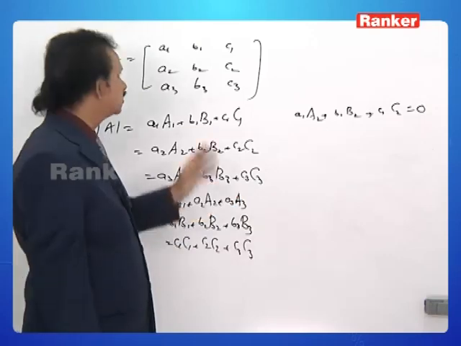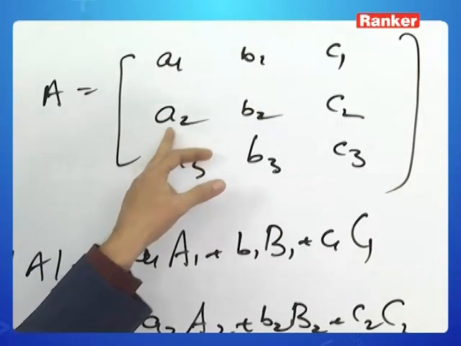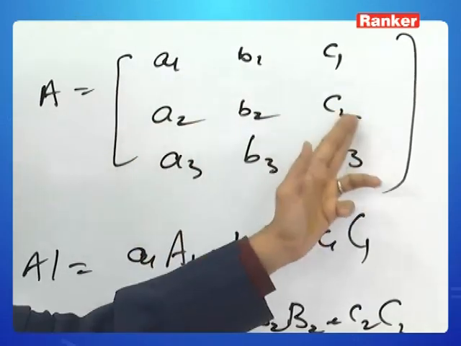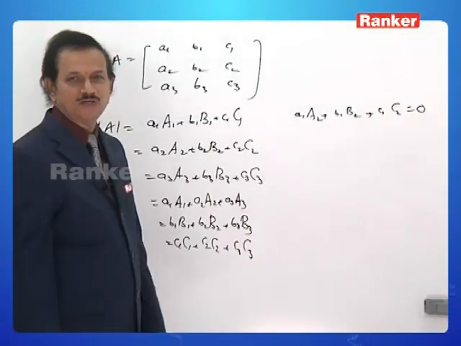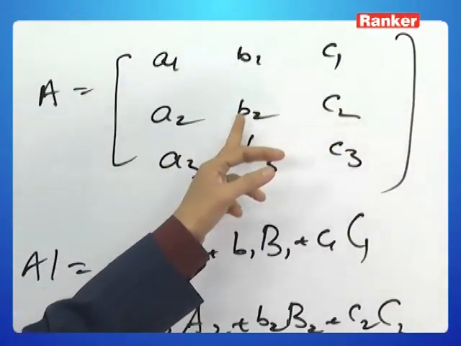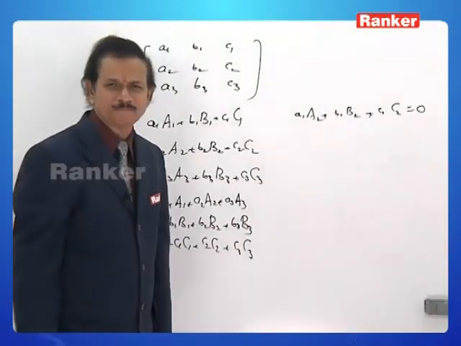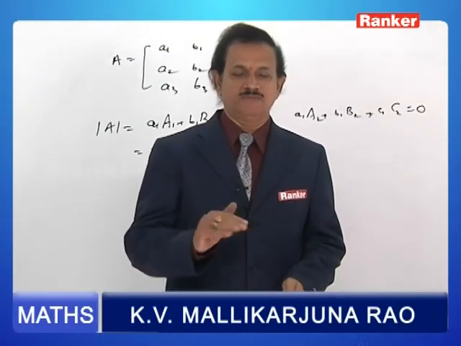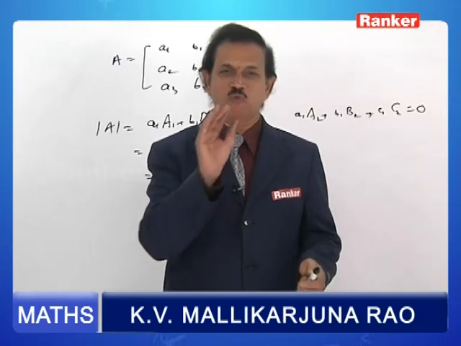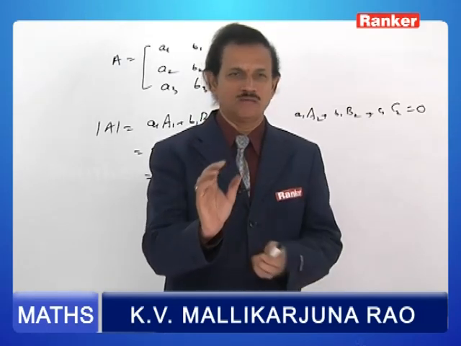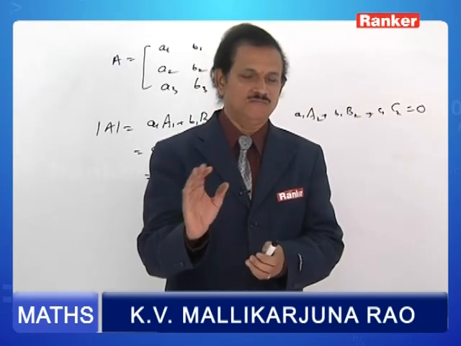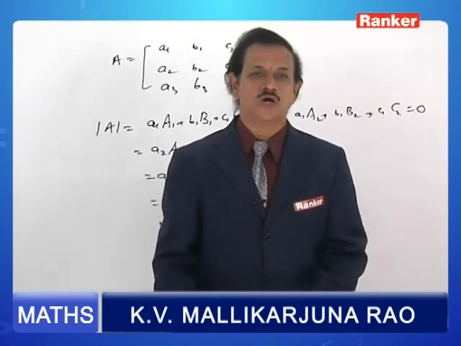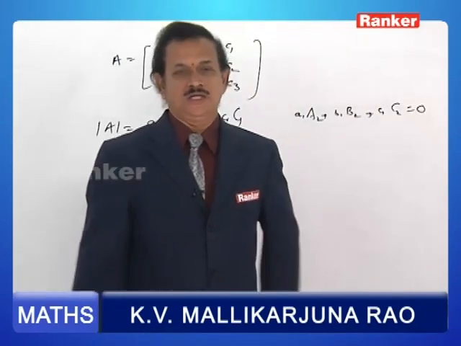Similarly, column wise also, a1 B1 plus a2 B2 plus a3 B3 is 0. a1 C1 plus a2 C2 plus a3 C3 is 0. Similarly, b1 C1 plus b2 C2 plus b3 C3, like that. So you can prepare these two sentences. The sum of the products of elements of one row, in brackets column, with their corresponding cofactors is always constant, called the determinant of the matrix.